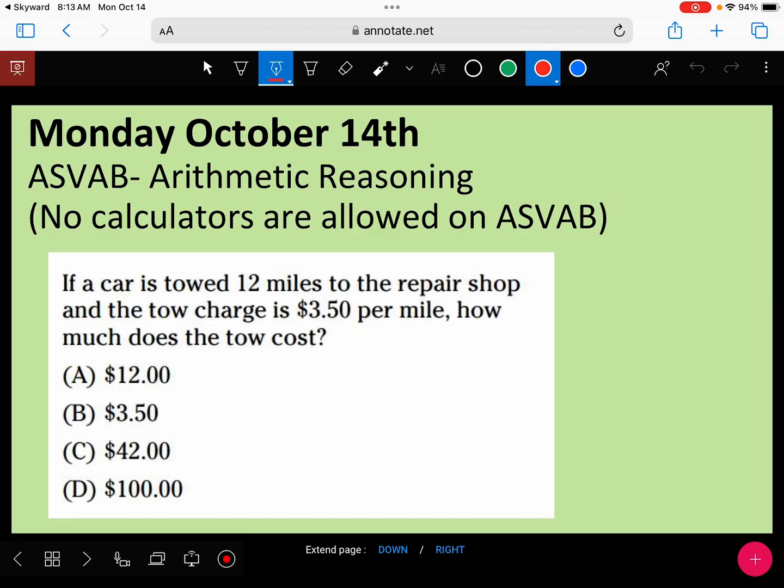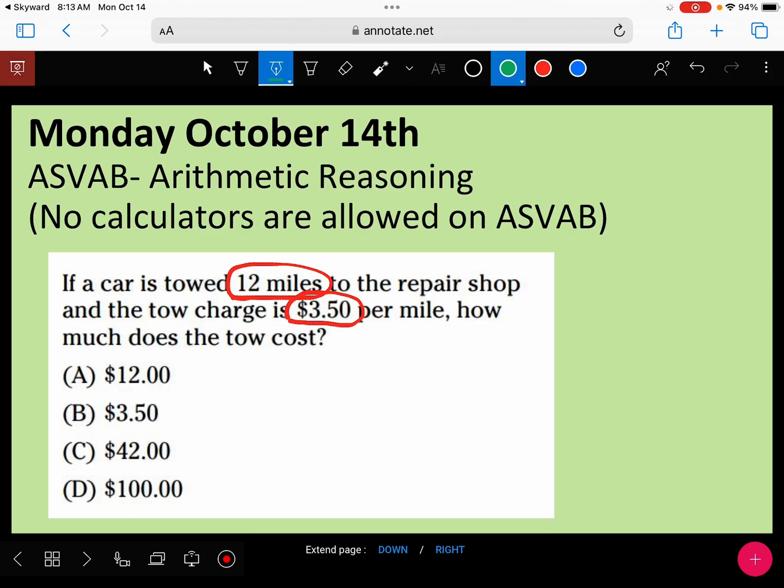So we're going to go 12 miles. If a car is towed 12 miles to the repair shop and they charge you $3.50 per mile, how much does the tow cost? So on the ASVAB, you would not be allowed to use a calculator. So this would be an example of a question where you would want to round. So what does $3.50 round to?